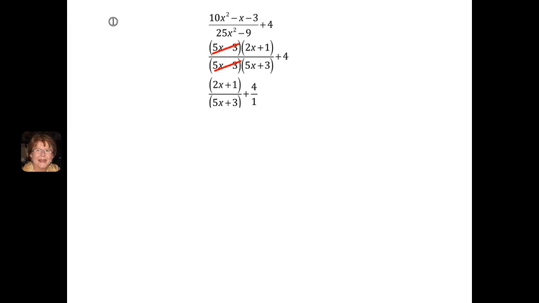Now, what am I going to do? I'm working with rational expressions, and 4 is not a rational expression, but I could express it as a fraction so that I can focus on what the strategies are. So I'm adding rational expressions. Do you remember what the next step is when we're adding rational expressions?